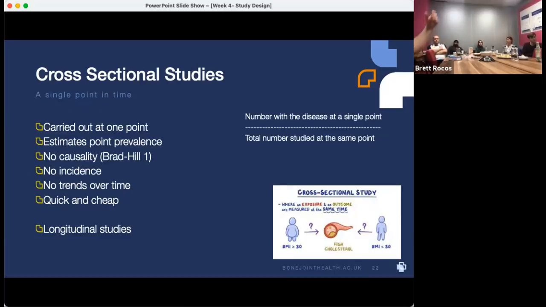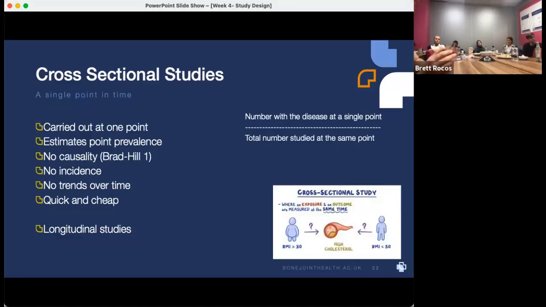You can say, well, 50% were school kids, 50% were working, 50% were this age, and so on. It doesn't tell you the incidence, it just tells you how many have it today. It doesn't tell you anything over time, but it is real quick and real cheap. That's kind of the first step you do, say in an audit or something.